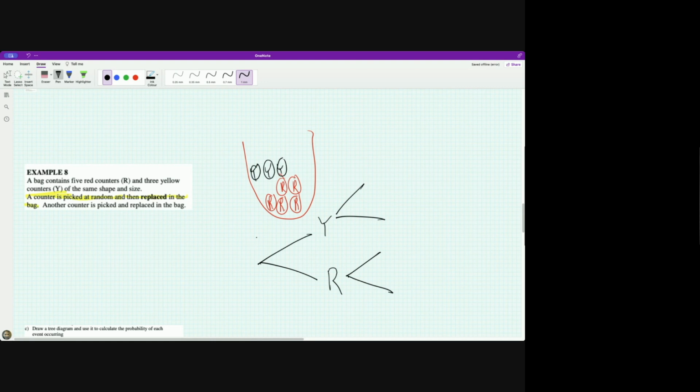We're just doing tree diagrams. So how many in total? We have 8 things inside, so 8 in total. What's the chance of getting yellow? It's 3 out of 8. What's the chance of getting red? It's 5 out of 8.